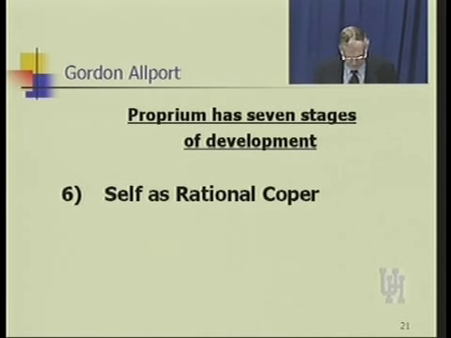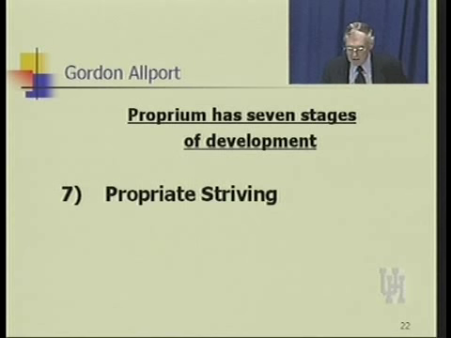Now then, he said, from age 12 on, people begin to develop the facet of their personality that he called appropriate striving. And he distinguished between two kinds of motives: peripheral and appropriate.